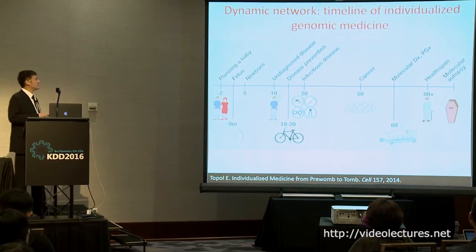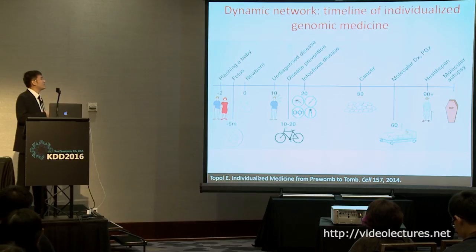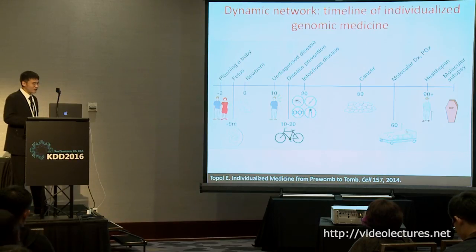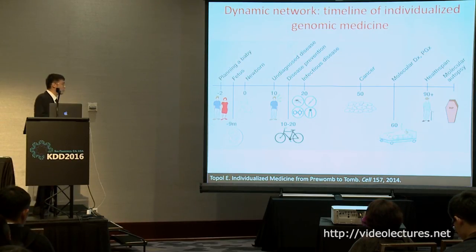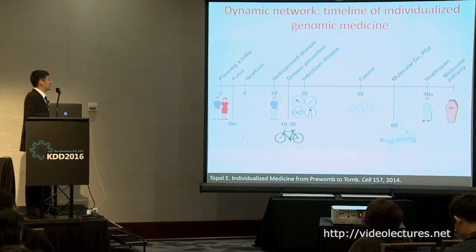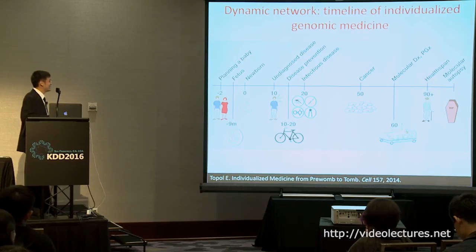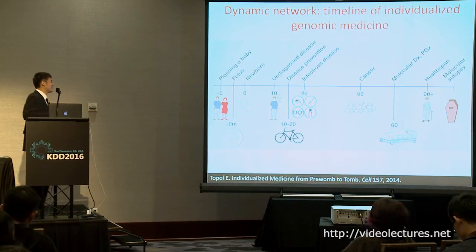The second challenge I want to put here is that it will also be a dynamic network. It's not static, it's dynamic. For human beings, from the very beginning, like when father and mother plan a baby, right? They have some data generated.